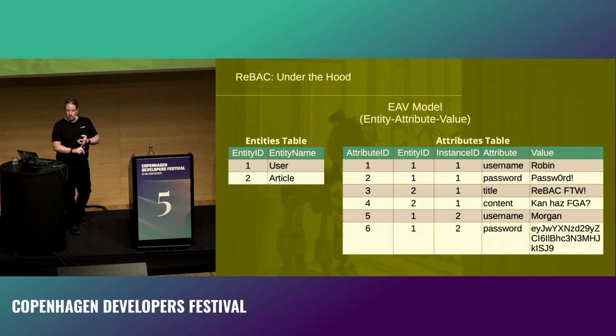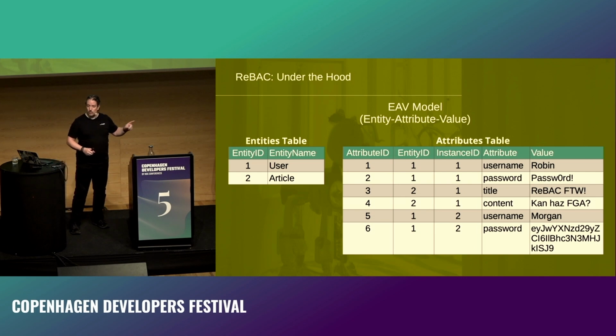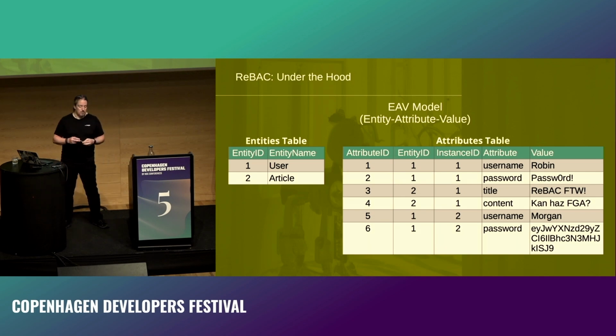So we've got a user, Robin, with a password. And the bottom two tell us we have a second user with user ID 2, the username Morgan, and a password which is the start of a JSON Web Token. I think they think that's more secure.